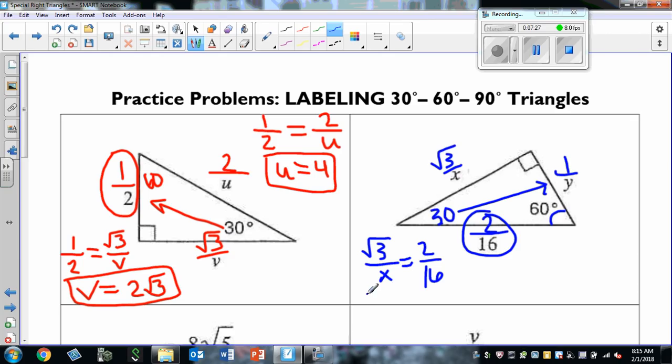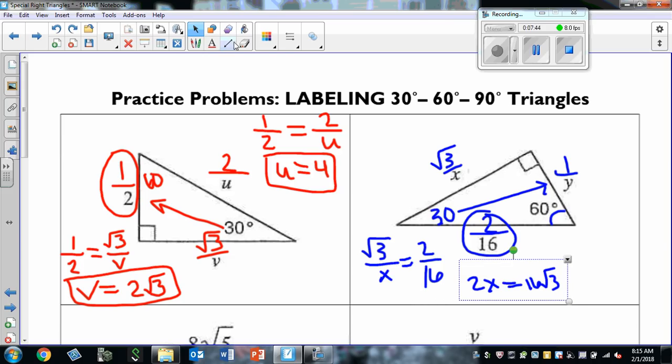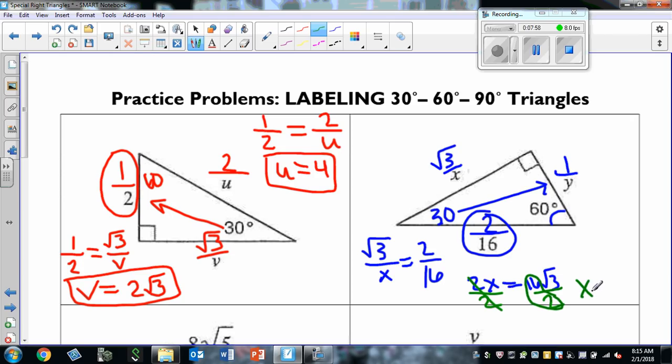Cross multiply, I have 2x equals 16 root 3. I'm going to run out of space. I'm sorry, guys. I'm going to cheat and just kind of move this up so you can see what's going on. Maybe not. I'll move it over here. Okay, then I have to divide by 2 because x is not alone. I can do my outsides, so my final answer is x equals 8 square root of 3.